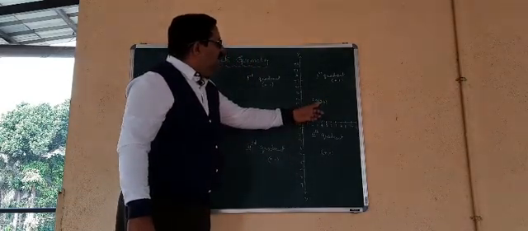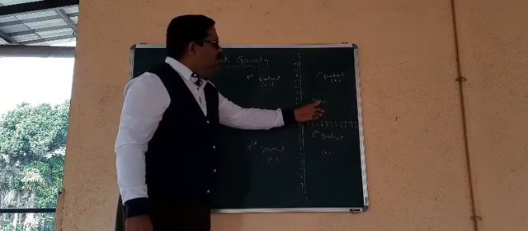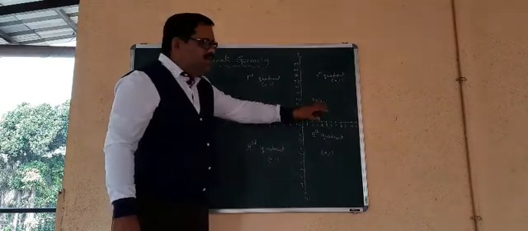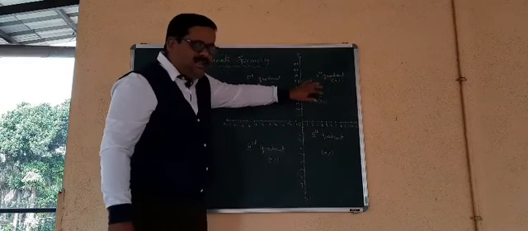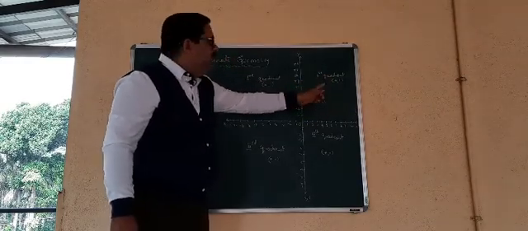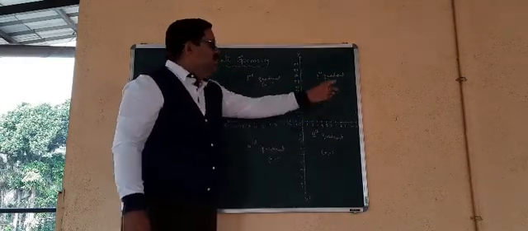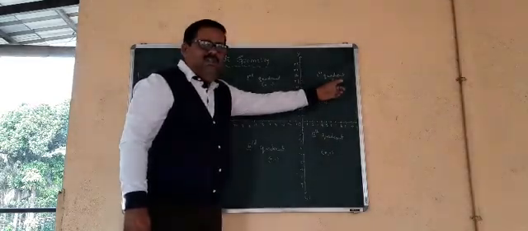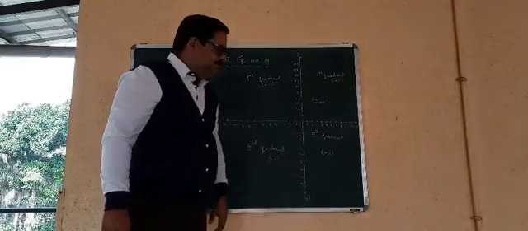Note here that 3 and 4 both have a positive sign. So the points in the first quadrant always have a plus sign. That means both x and y values are positive here.